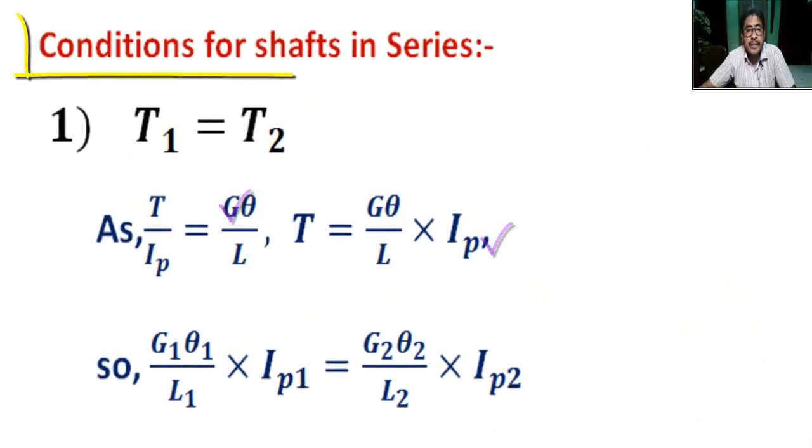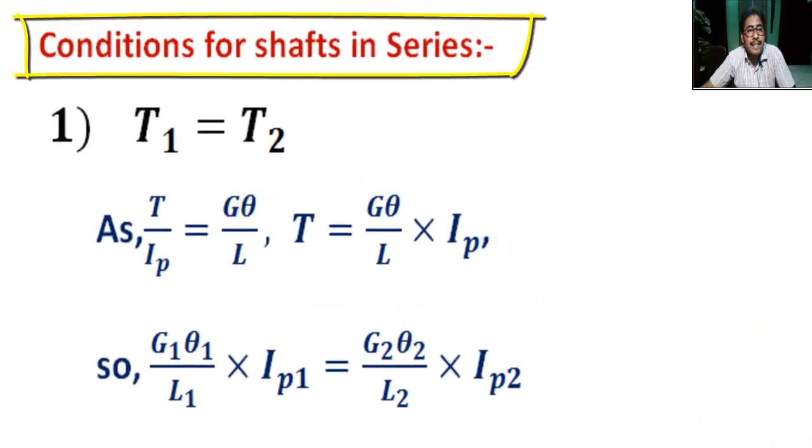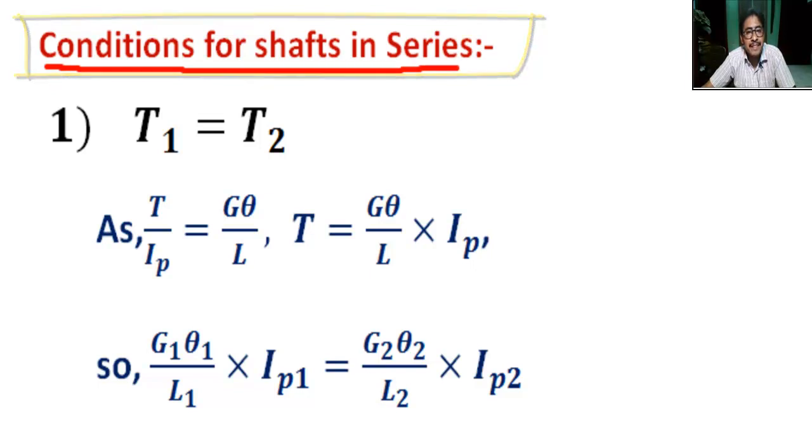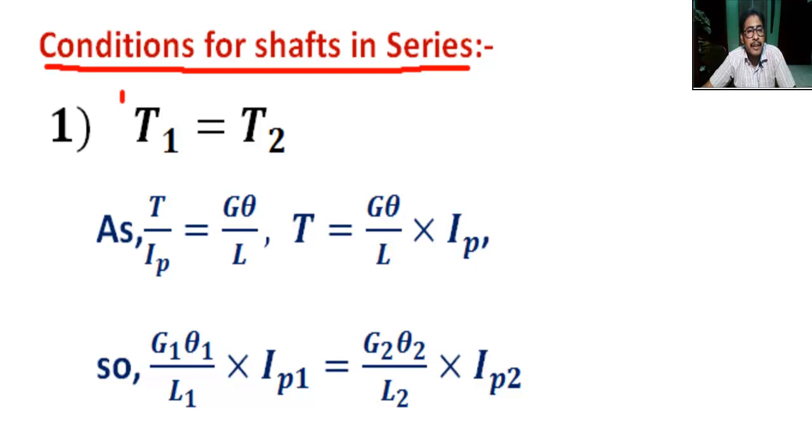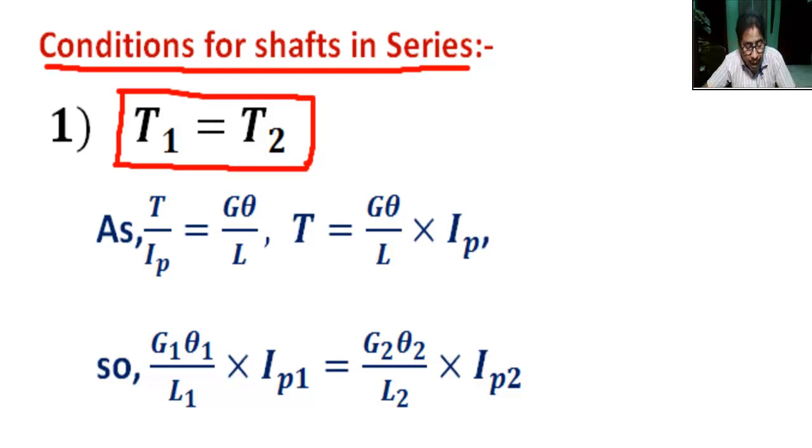Okay, now the conditions for shafts in series. Number 1, T1 equals T2. T1 is the torque transmitted by shaft 1. T2 is the torque transmitted by shaft 2.